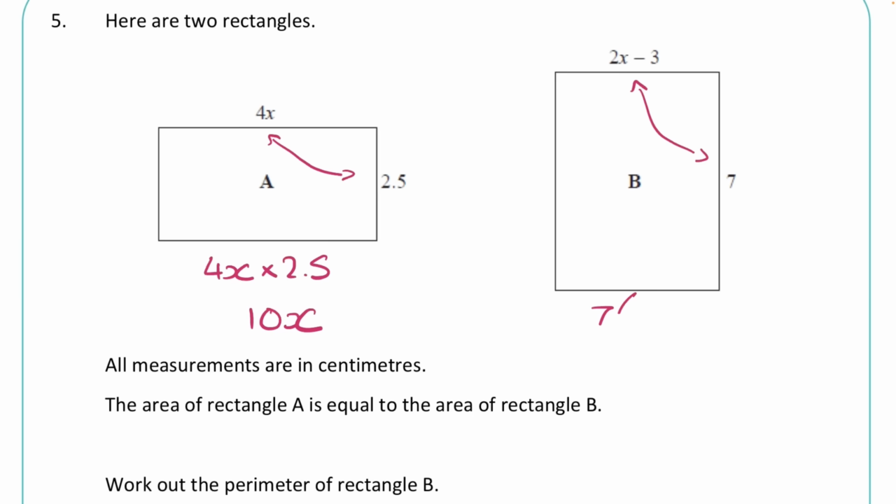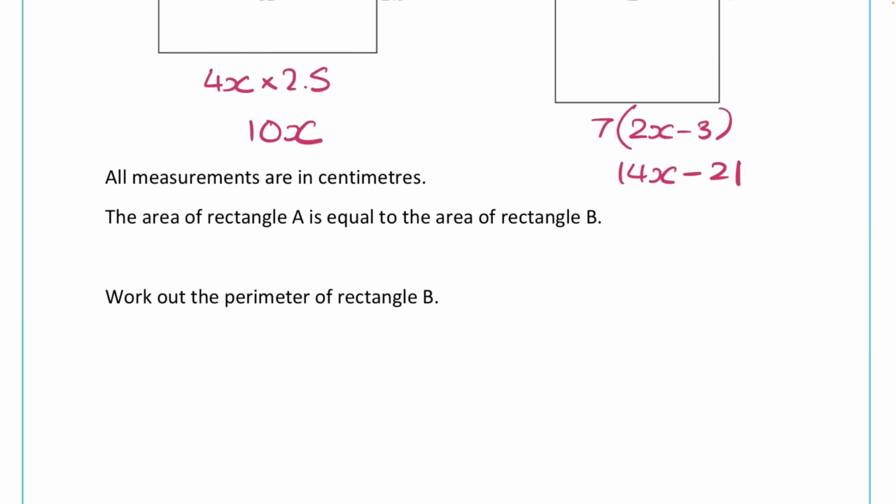And over here we have 7 lots of 2x minus 3. Now that comes out as 14x minus 21. And it says that those two areas are equal. So I can set them equal to each other. 14x minus 21 is equal to 10x, and I have an equation that I can solve.